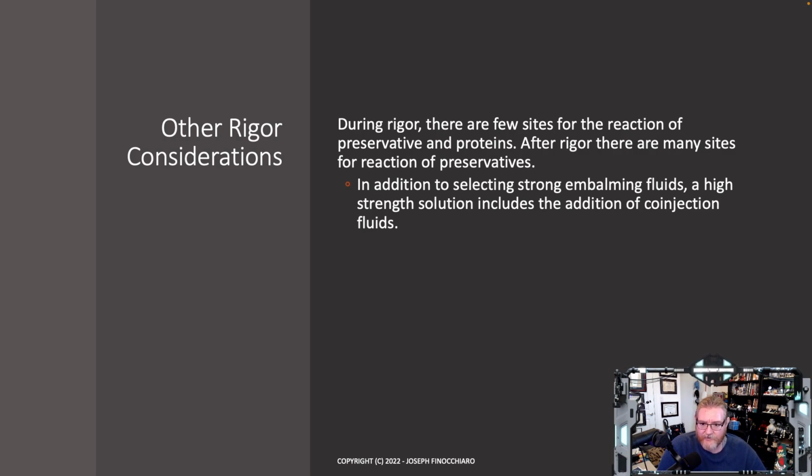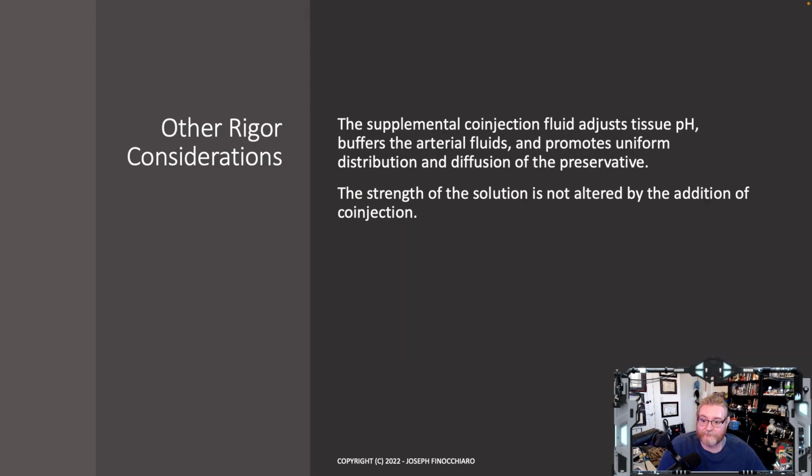During rigor, there are few sites for the reaction of preservative and proteins. After rigor, there are many sites for reaction of preservatives, in addition to selecting strong embalming fluids. A high-strength solution includes the addition of co-injection fluids. The supplemental co-injection fluid adjusts tissue pH, buffers the arterial fluids, and promotes uniform distribution and diffusion of the preservative. The strength of the solution is not altered by the addition of co-injection.